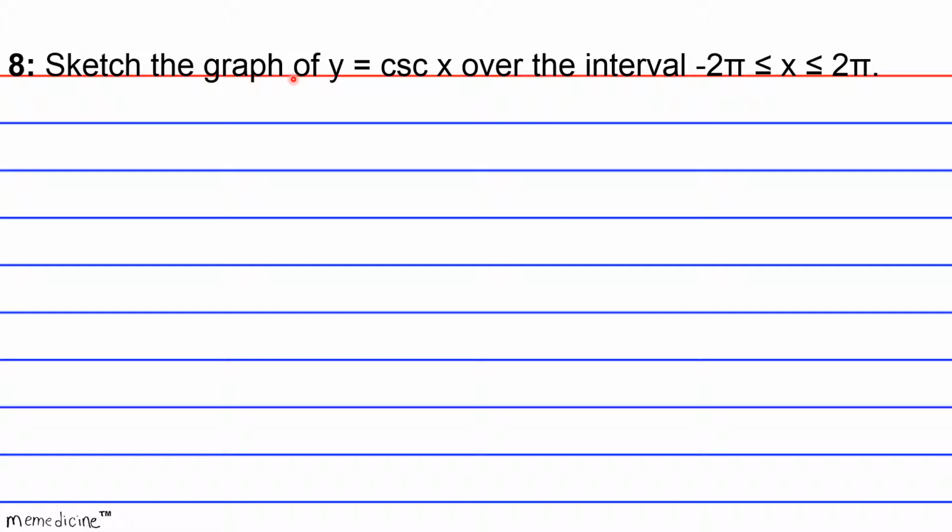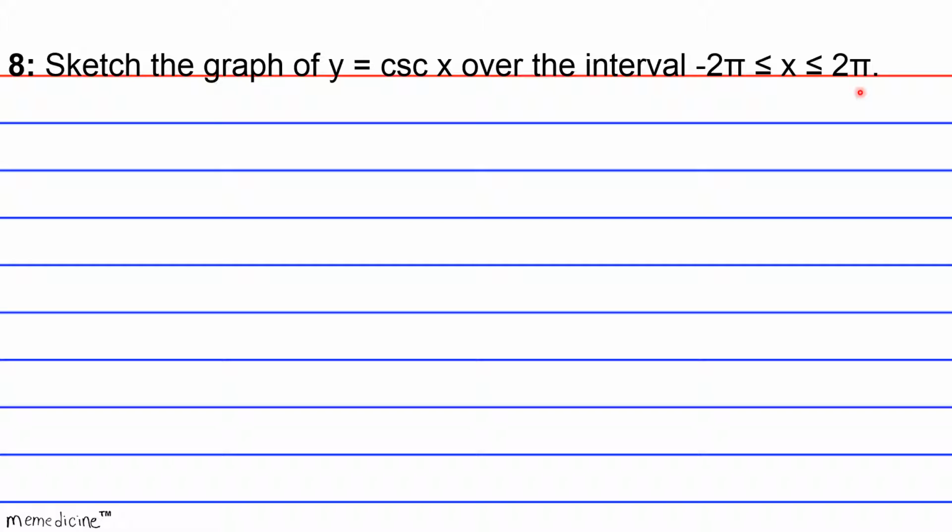cosecant of x. Sketch the graph of y is equivalent to the cosecant of x over the interval -2 pi is less than or equivalent to x is less than or equivalent to 2 pi. I'll give you a moment to think and formulate your solution to arrive at the correct sketch, and definitely press pause, okay? All right, so hopefully by now you've arrived at a solution, and if not, that's completely fine.